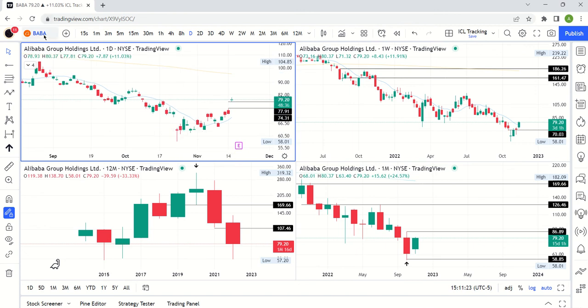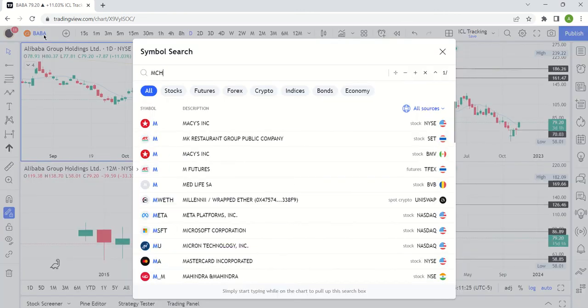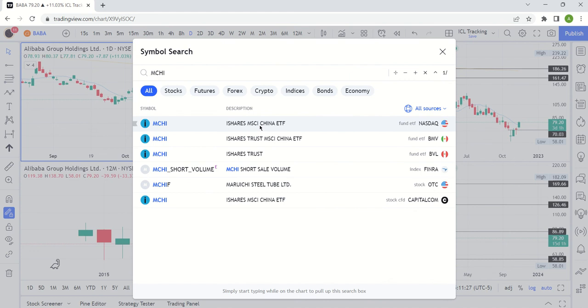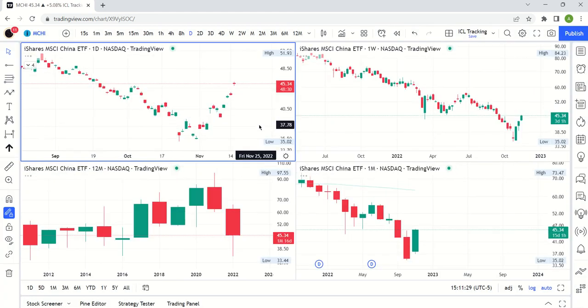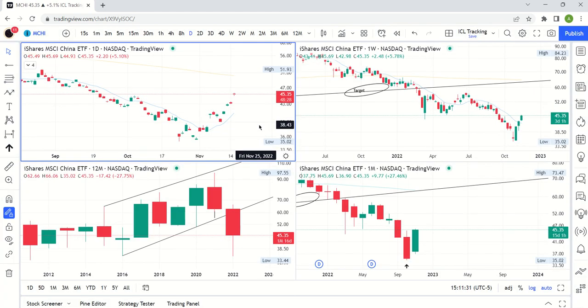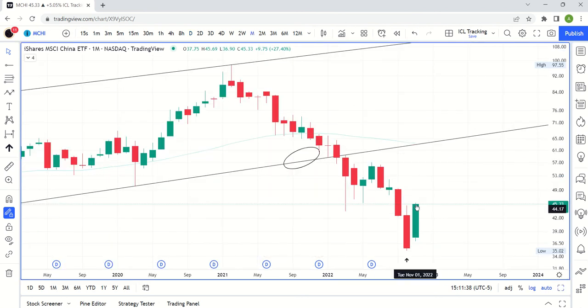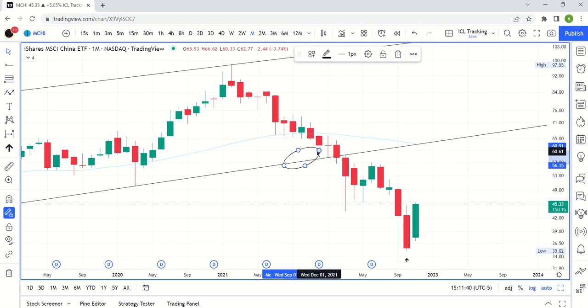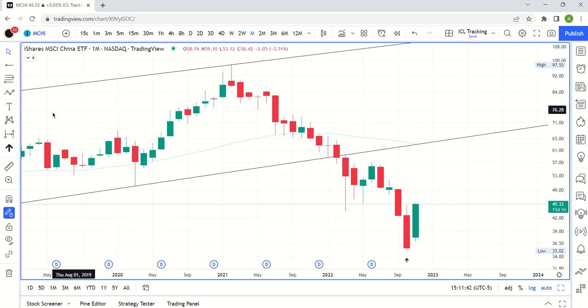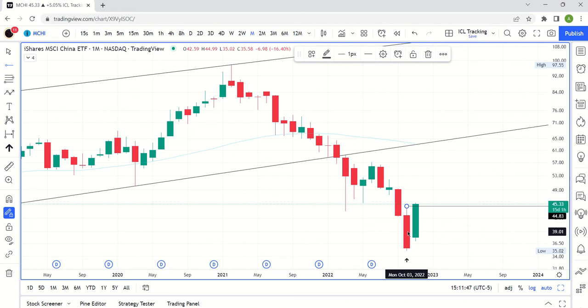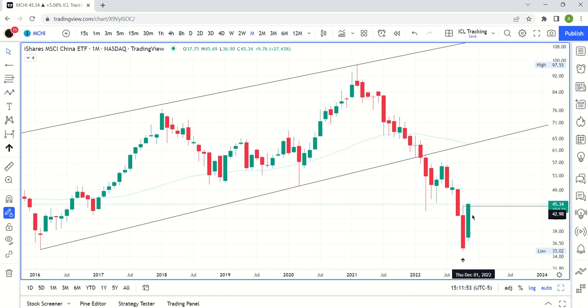And what I would call out, just kind of looking really quickly, is the MSCI China ETF, so broad exposure, whereas Alibaba is obviously a very specific sector within China. And if you look at this one, we've already made a monthly swing low, and I had drawn these lines a long time ago. I was looking at this thing. So last month, the high was 44.99, right? And we're sitting here at 45.33. So we have made a monthly swing low so far.